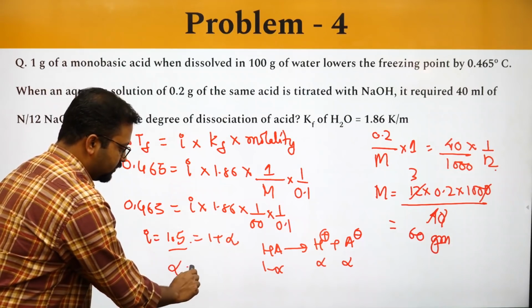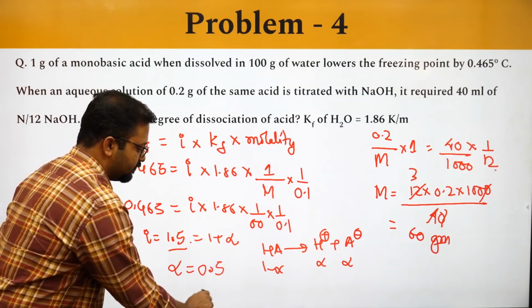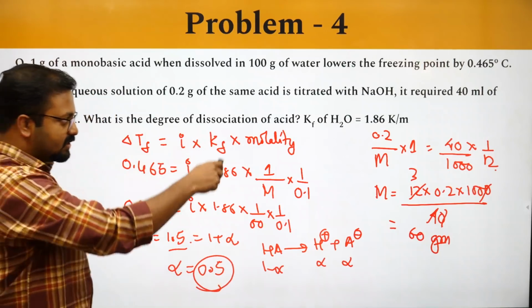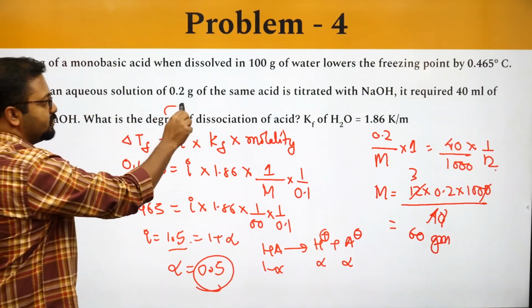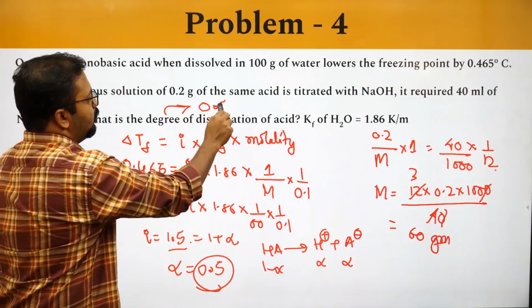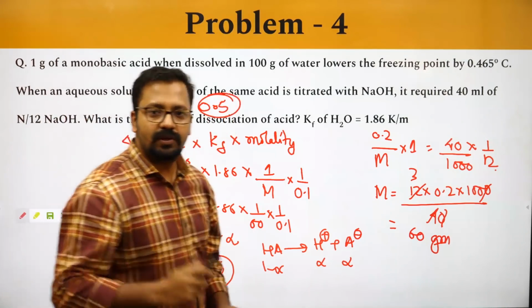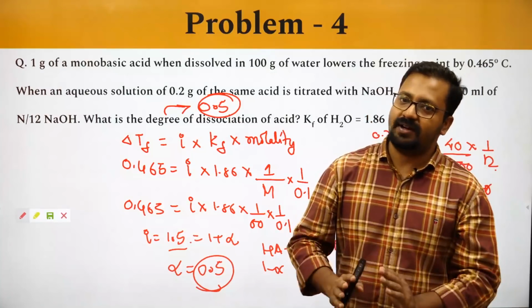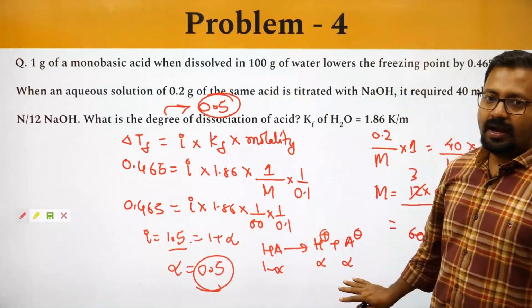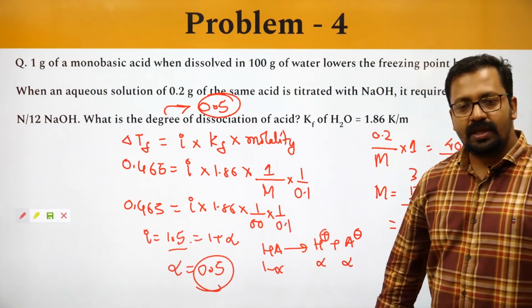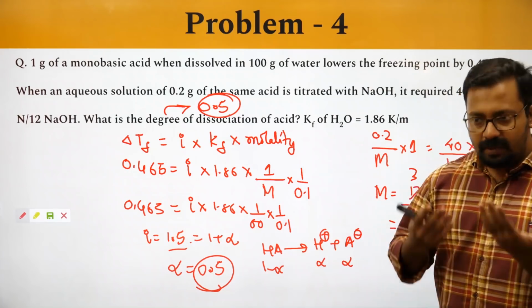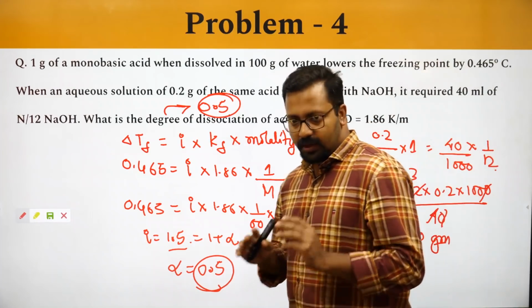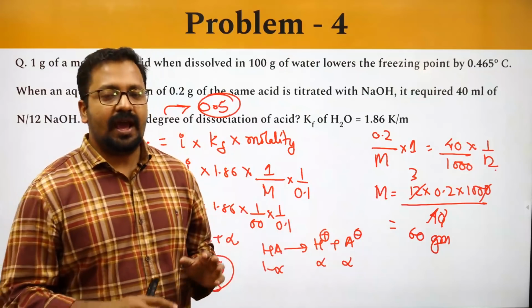So how much is alpha? 0.5. So what is your answer? What is the degree of dissociation? 0.5. Straightforward. No hassles, very easy, very effective. This is the method that you should use, and a number of such problems can be presented in front of you. Okay, so this is the last problem of the day.